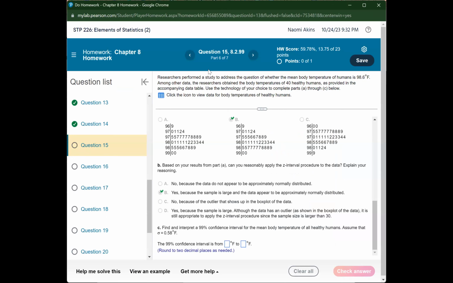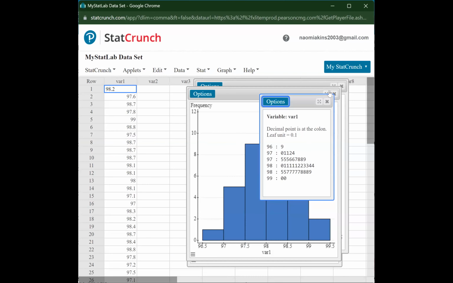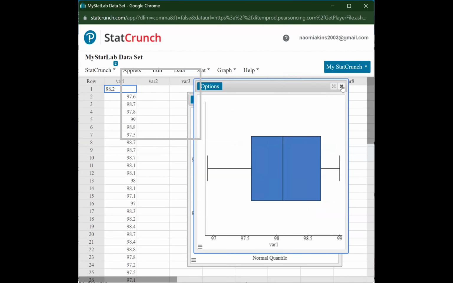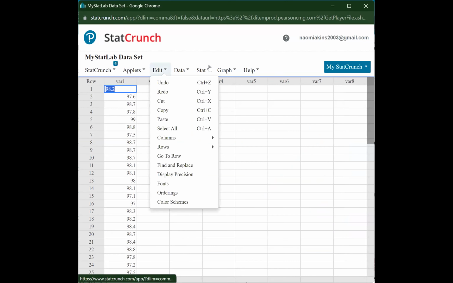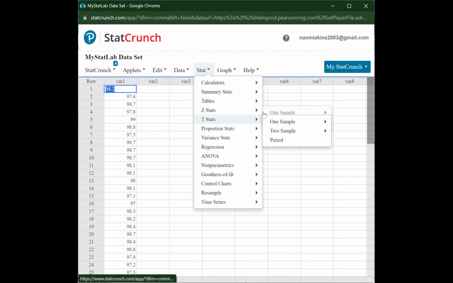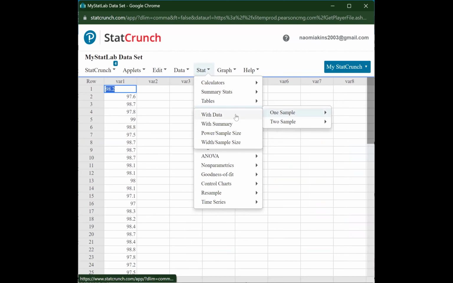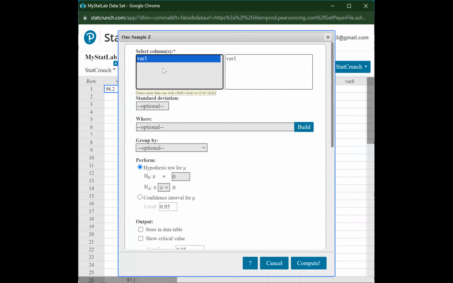Okay, so if I go back to the StatCrunch and I close out, I got all this extra stuff open just to get rid of that. So if you go to Stat, T Stats, one sample with data, you have data in variable one, and then you want a confidence interval. You want a 99% confidence interval. And we do know the standard deviation, it's given in the problem as 0.58.